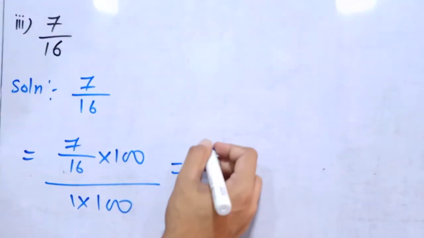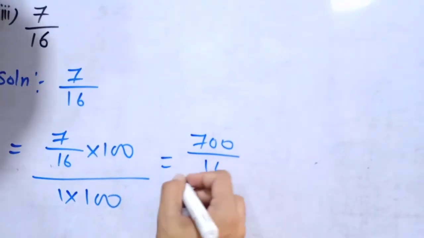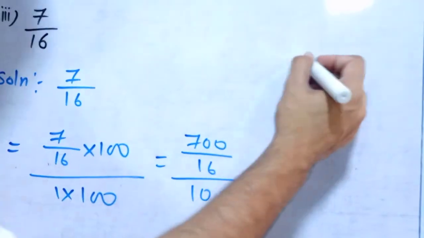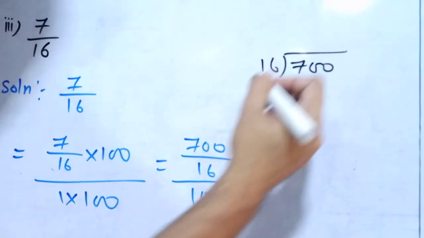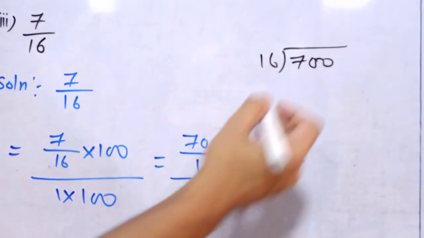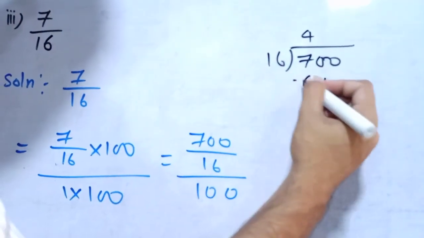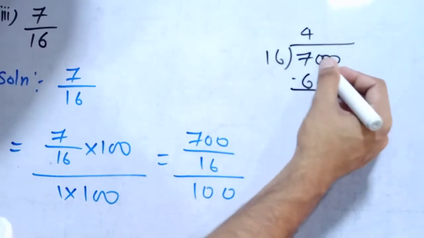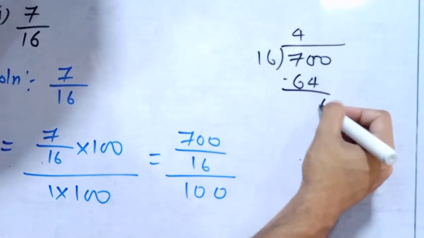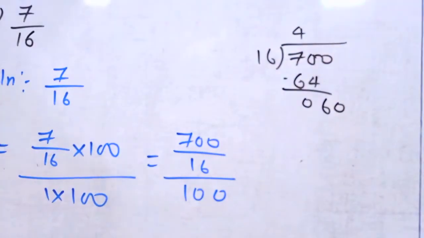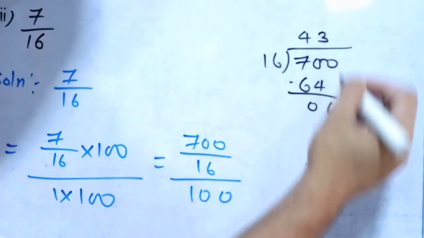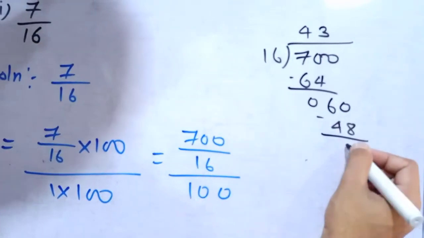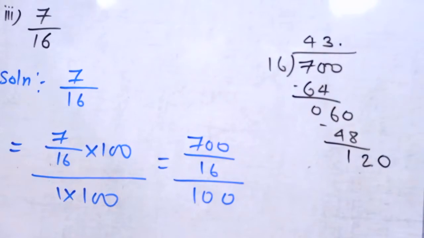So what are we getting? We are getting 700 upon 16 upon 100. Let's do this division. 700 divided by 16. 16 fours are 64. 0 and 4, we cannot subtract 4 from 0, so we borrow 1 from 7. 10 minus 4 is 6, and here 0. We are getting 16 again. Now this time 16 threes are 48. So 10 minus 8 is 2, and here 1. Put the decimal, here we get 20.